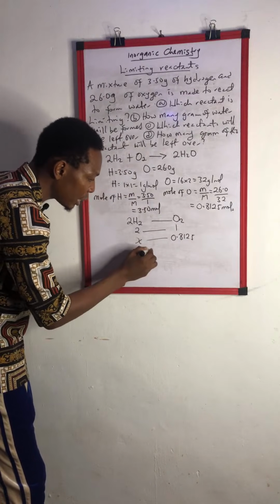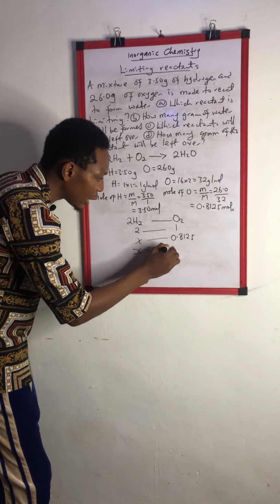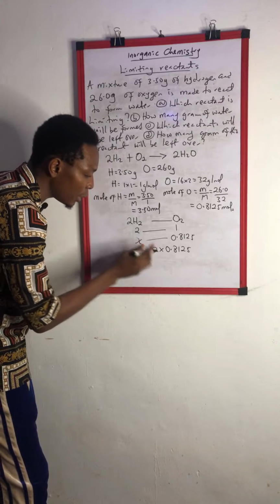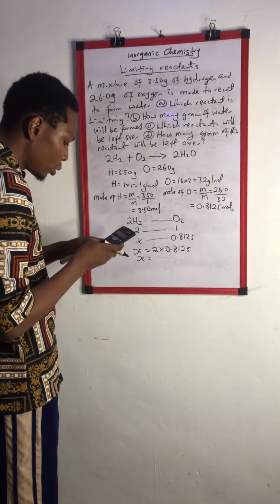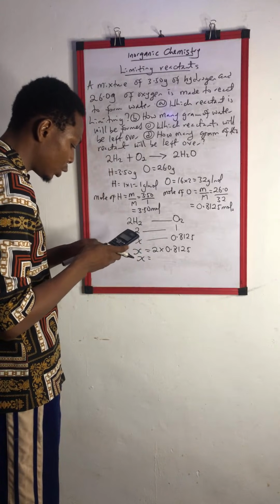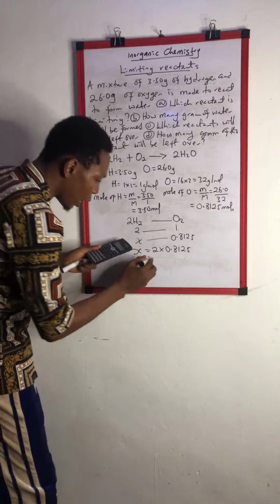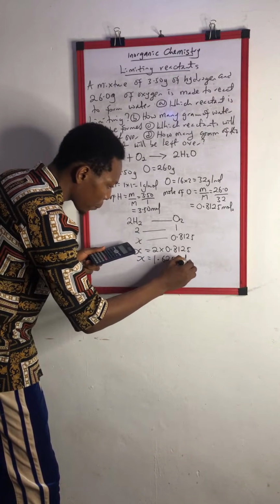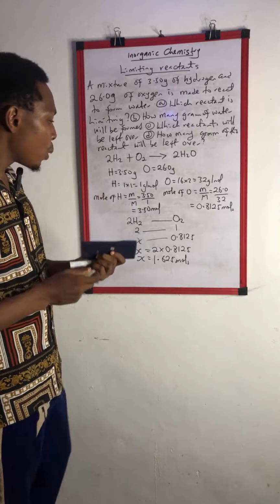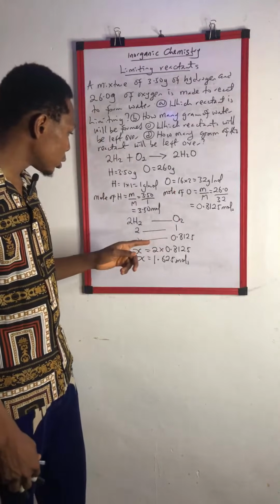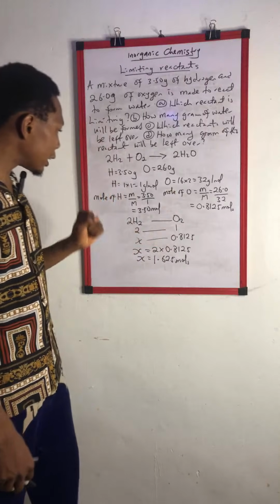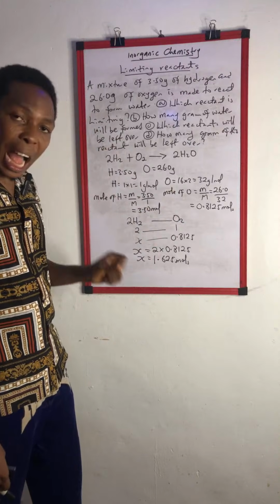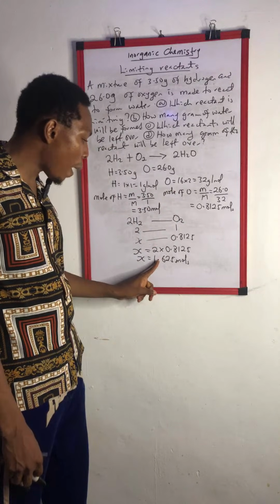Then if we cross multiply, X times 1, we have X, equals 2 times 0.8125. So our X will be equal to 2 times 0.8125. So we're going to have 1.625 mole. If you observe, we now have 2 mole for what? For hydrogen. Now, this is the first mole, and the first mole is what? 3.50.